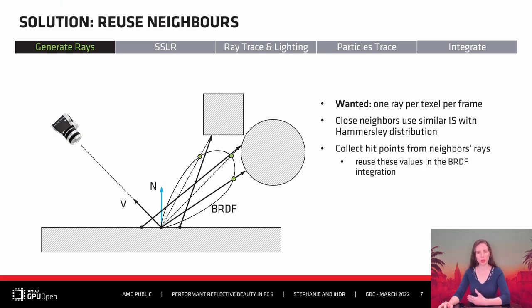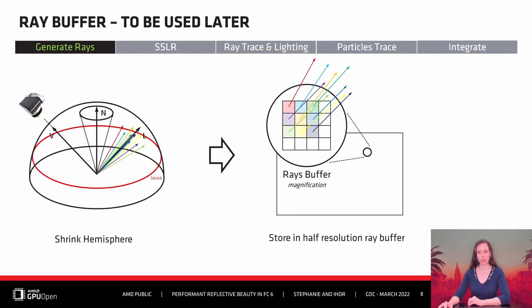We wanted one ray per texel per frame. But a single ray does not provide enough information to calculate the reflection correctly, except for the case of a perfect mirror. Luckily, all close neighboring pixels use similar importance sampling and the same Hammersley distribution. Because of this, we're able to collect the hit points from the neighbor's ray and reuse these values in the BRDF integration. Our investigations into ray placement show that the values from the rays in the boundary of the hemisphere almost never contribute significantly to the BRDF integration.